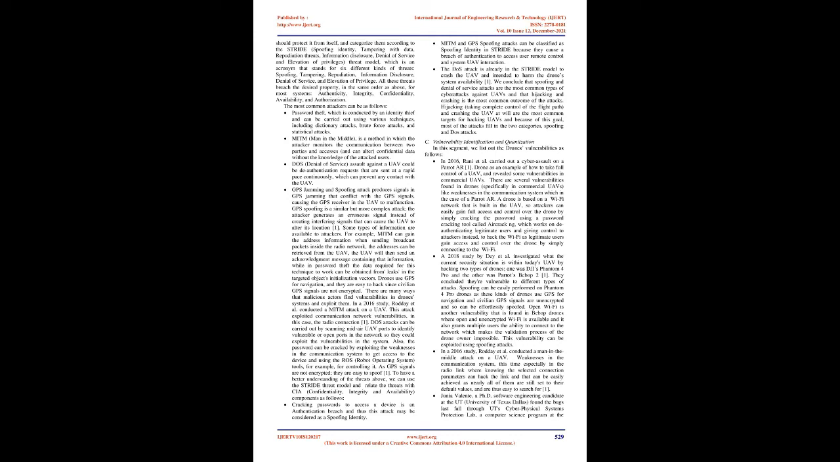Some types of information are available to attackers. For example, MITM can gain the address information when sending broadcast packets inside the radio network. The addresses can be retrieved from the UAV. The UAV will then send an acknowledgement message containing that information, while in password theft the data required for this technique to work can be obtained from leaks in the targeted object's initialization vectors. Drones use GPS for navigation, and they are easy to hack since civilian GPS signals are not encrypted.